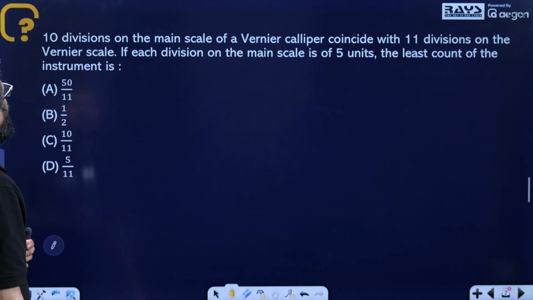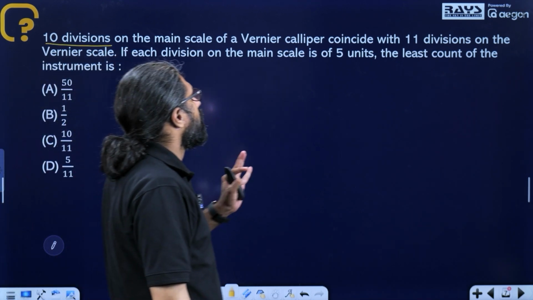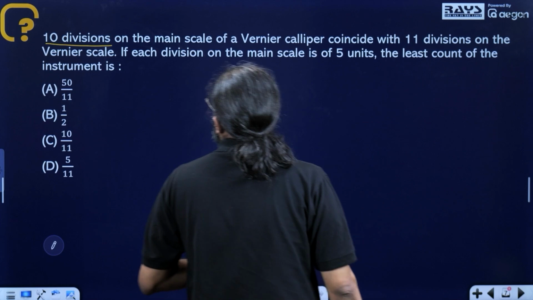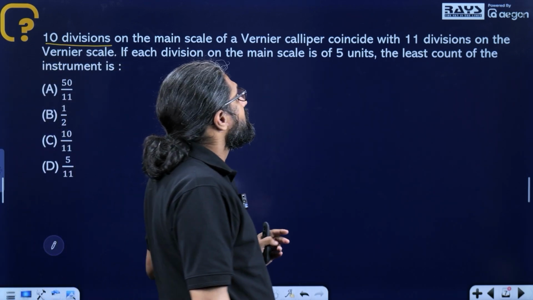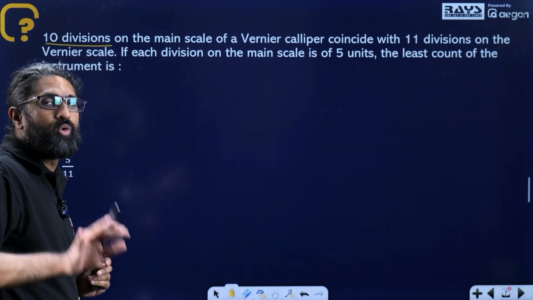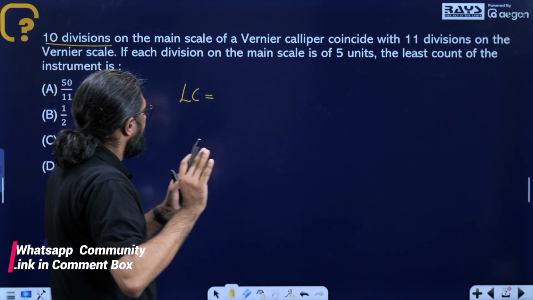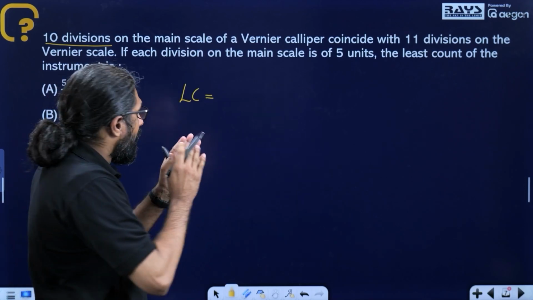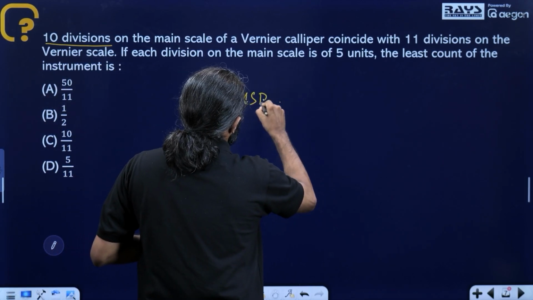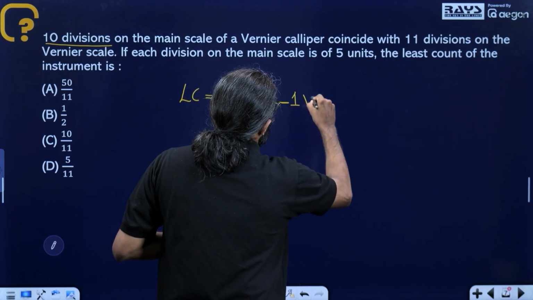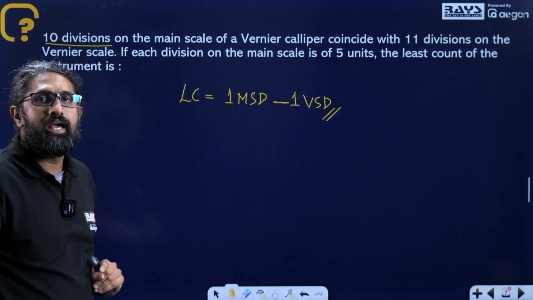Now, next question. 10 divisions on the main scale of a vernier caliper coincide with 11 divisions on the vernier scale. If each division on the main scale is of 5 units, the least count of the instrument is. Okay. Least count is basically the difference between one main scale division and one vernier scale division. This is what we have. If I can solve this, I'll get LC.